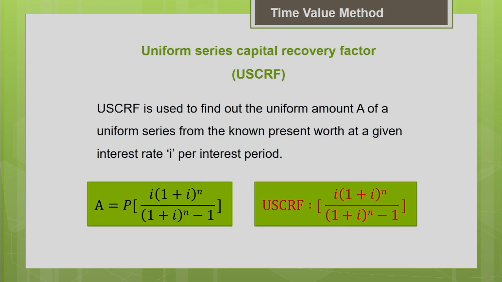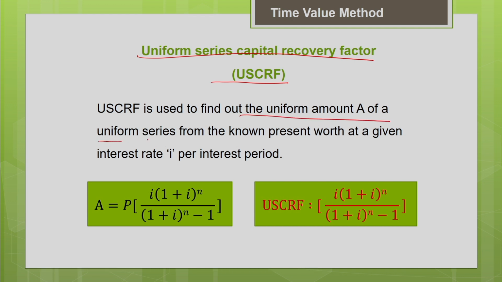So the important factor which we are going to use now is the uniform series capital recovery factor. Basically this factor is used to find the uniform amount A of a uniform series from the known present worth at a given interest rate I per interest period. In this case your present worth of the money is known, and you are going to find the uniform amount A. So for the given P we are going to find A.